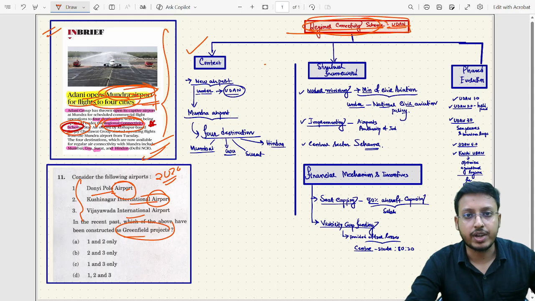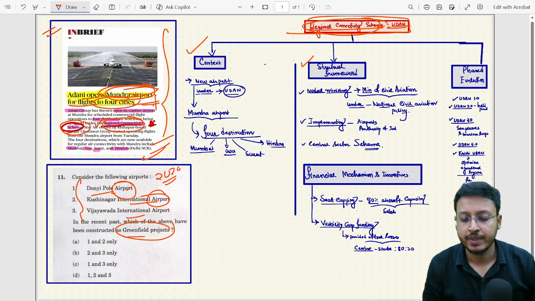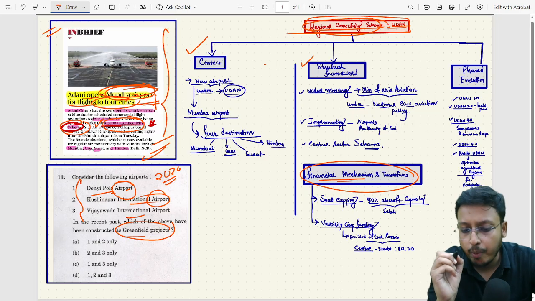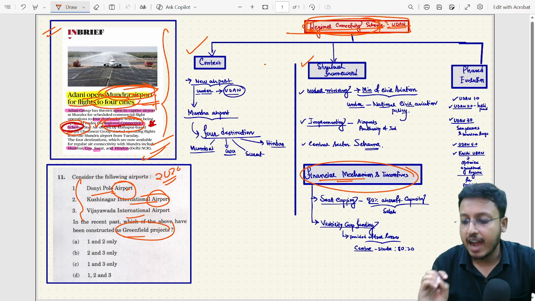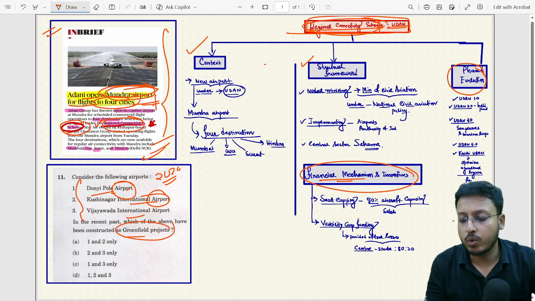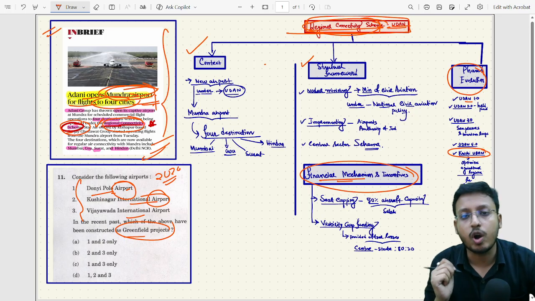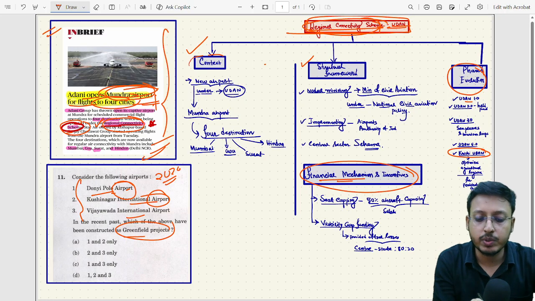Clear? So first we'll understand the context, then the structural framework. After that, we'll understand the financial mechanism and incentives of this regional connectivity scheme. After that, the phased evolution of the UDAN scheme, UDAN 1.0, UDAN 2.0, and then we'll also know about Krishi UDAN. What is this particular thing? Okay, starting with the context.